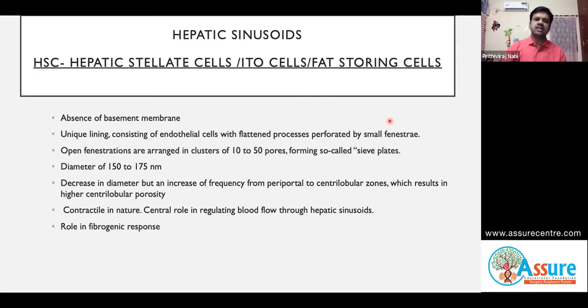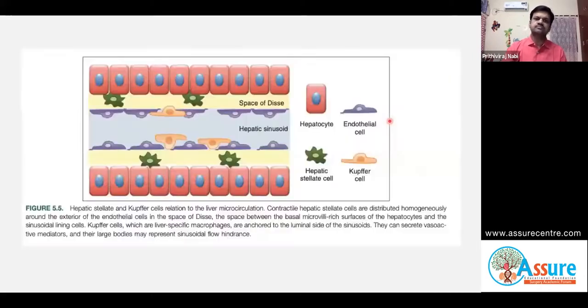Okay. And the most important factor about the hepatic stellate cells is that they are contractile in nature. They play the main role in regulating blood flow through the hepatic sinusoids, because they are contractile in nature. And there is another point that I will discuss in the next question. These hepatic stellate cells are also proposed to have a role in the fibrogenic response.